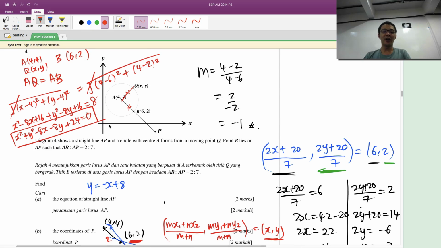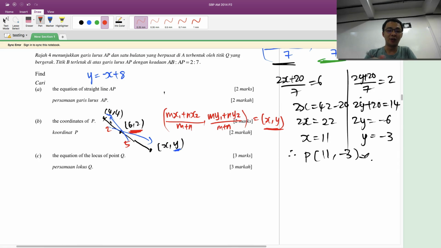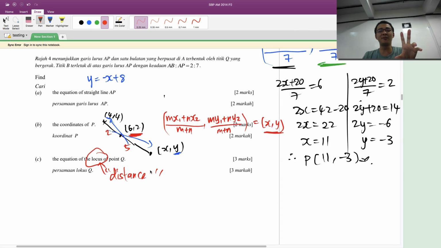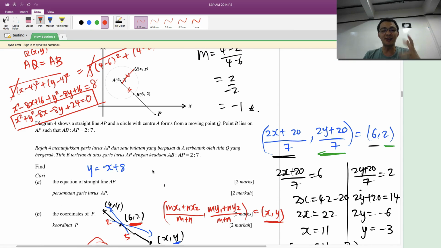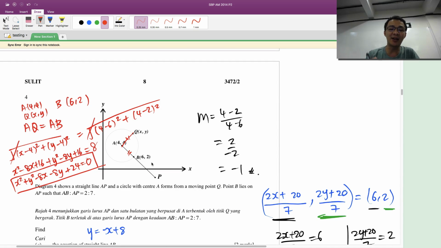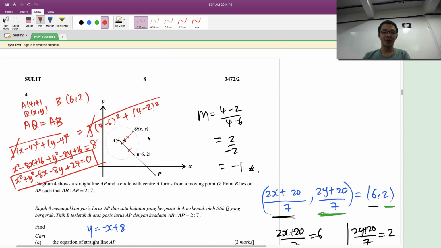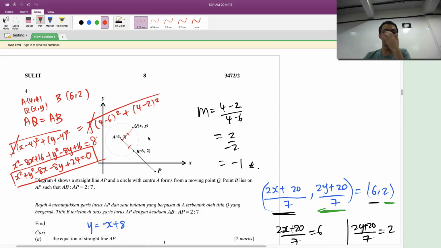Whenever you see a question asked about locus, you must always link locus with the distance formula. This case is a bit different because the question doesn't give you exactly the distance, so you have to see it by yourself. You have to see that AQ will be the same distance as AB. If you're able to see this, then it shouldn't be too hard for you. Yeah, so far so good.